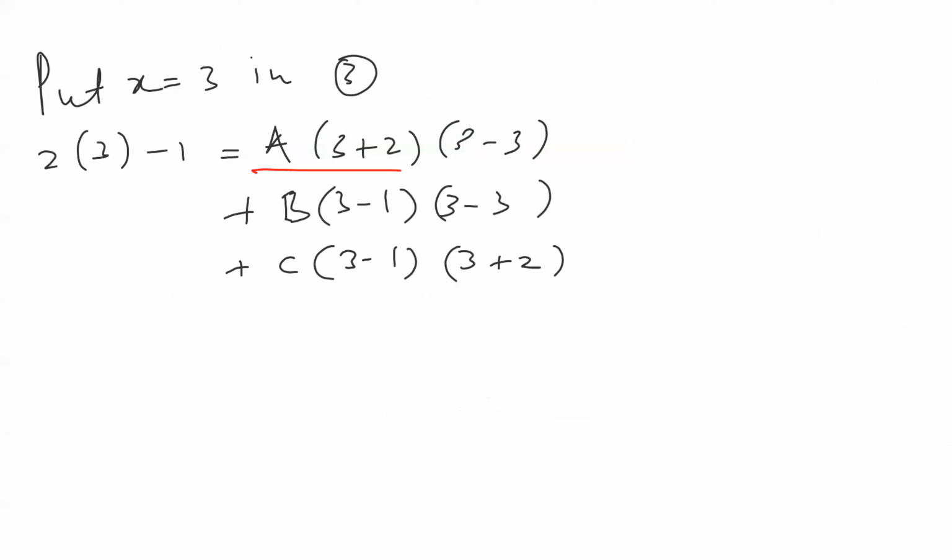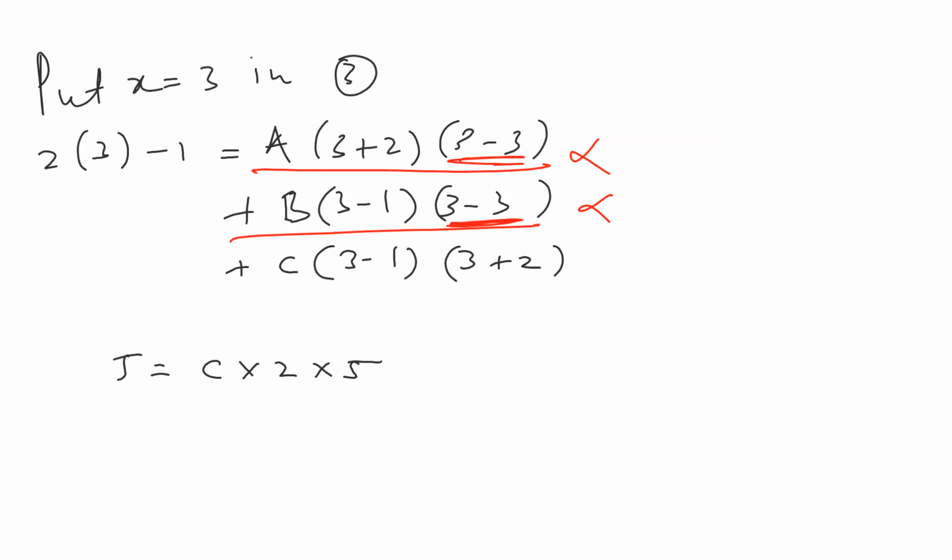If you look at this, the a and b terms will get eliminated because there is 3 minus 3 over here and here, right? We'll get the value of c. So 6 minus 1, that is 5, c into 2 into 5. So 5 and 5 get cancelled on both sides. So 1 is equal to 2c, c is equal to half.